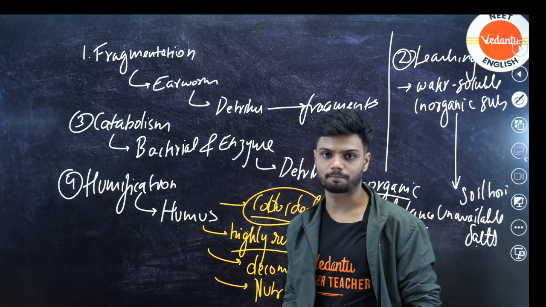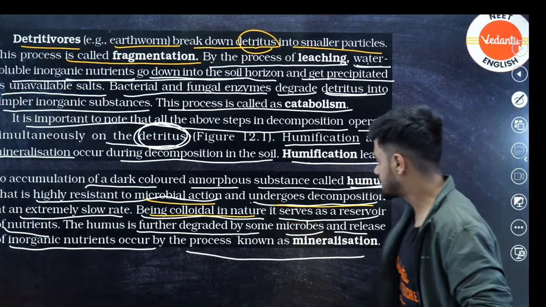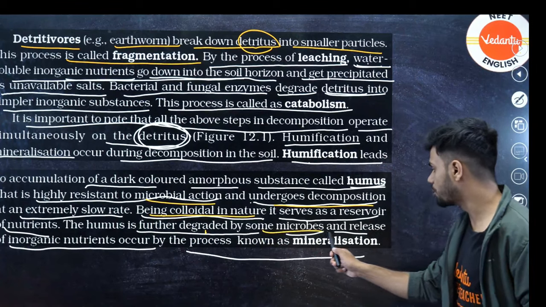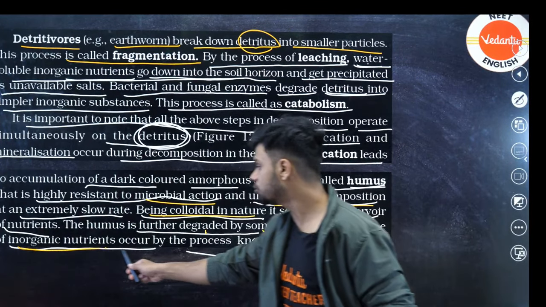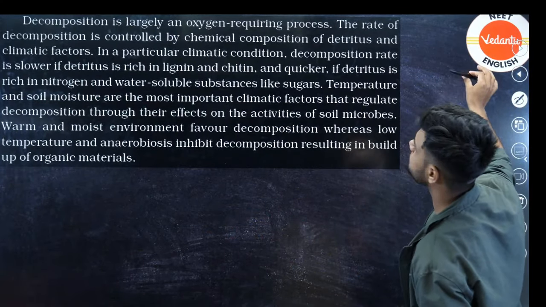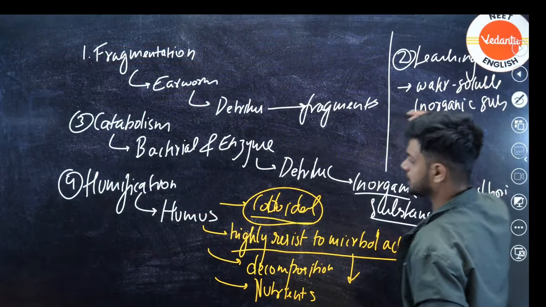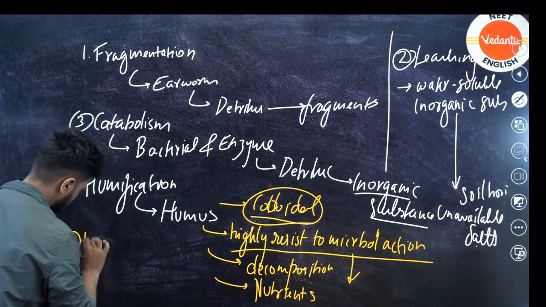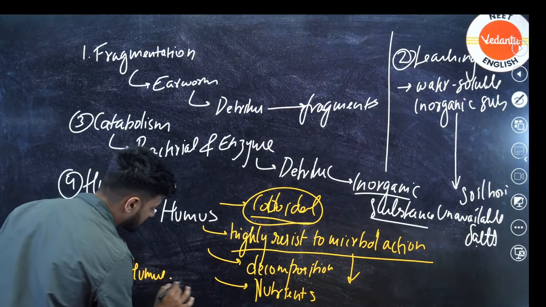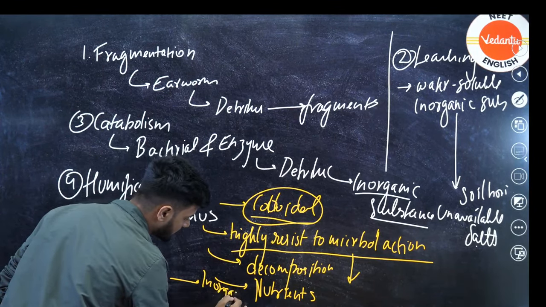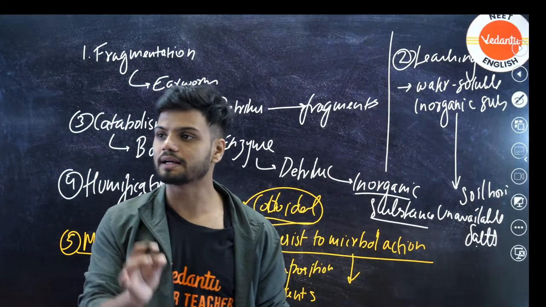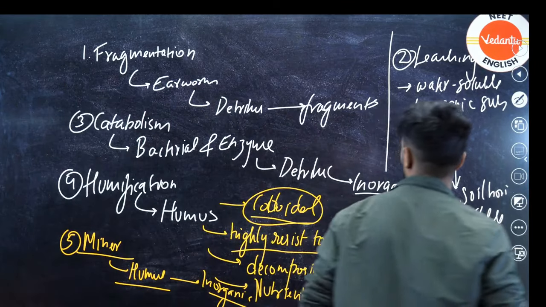That is humification. Now, after humification, what do we have? The humus is further degraded by some microbes and release of inorganic nutrients occurs by mineralization. The last point is mineralization. In mineralization, the humus gets converted to complete inorganic substances. Clear? All of these points are clear?